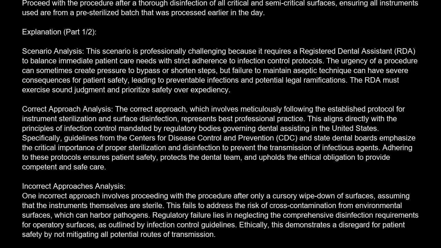The correct answer is D. Proceed with the procedure after a thorough disinfection of all critical and semi-critical surfaces, ensuring all instruments used are from a pre-sterilized batch that was processed earlier in the day.